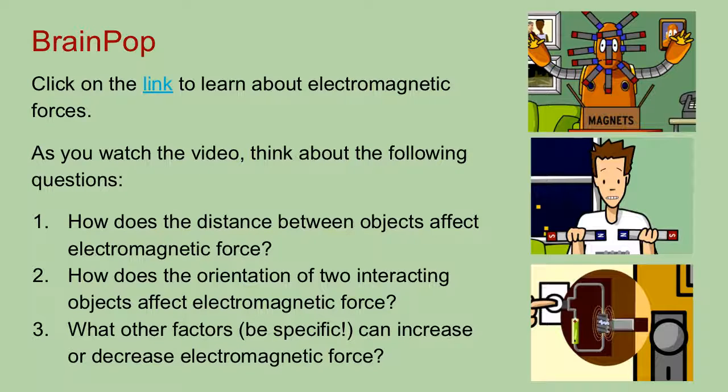When you are looking at the presentation itself, you'll be able to click on this link to watch the BrainPop video. I do recommend watching the BrainPop video. It is very good and goes into a lot of detail of things that are important with a magnet, such as the orientation and how the magnetic field can affect how the forces are occurring. We want you to think about these 3 questions while you're watching the video. How does the distance between objects affect the electromagnetic force? How does the orientation of 2 interacting objects affect electromagnetic force? And what other factors can increase or decrease the electromagnet's strength?